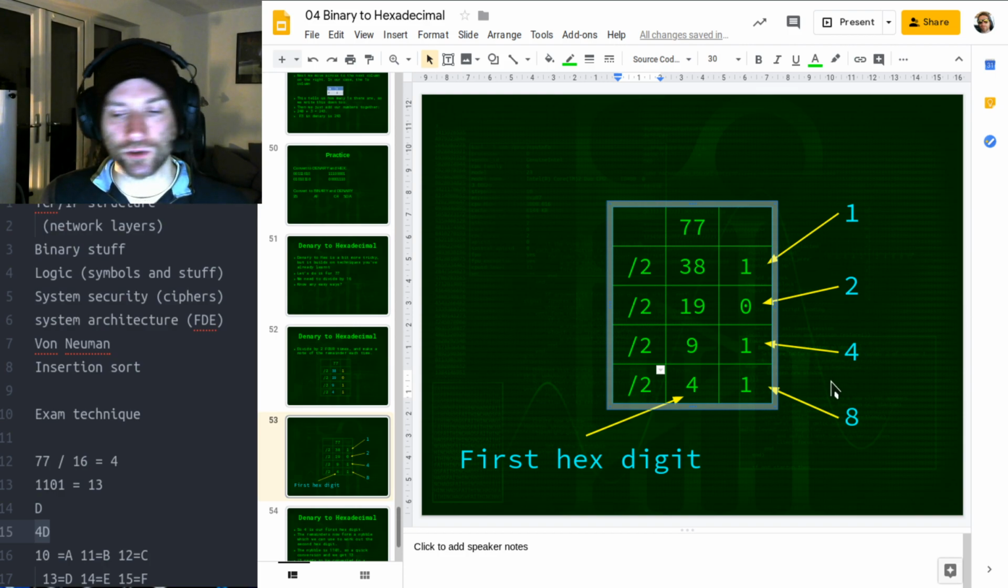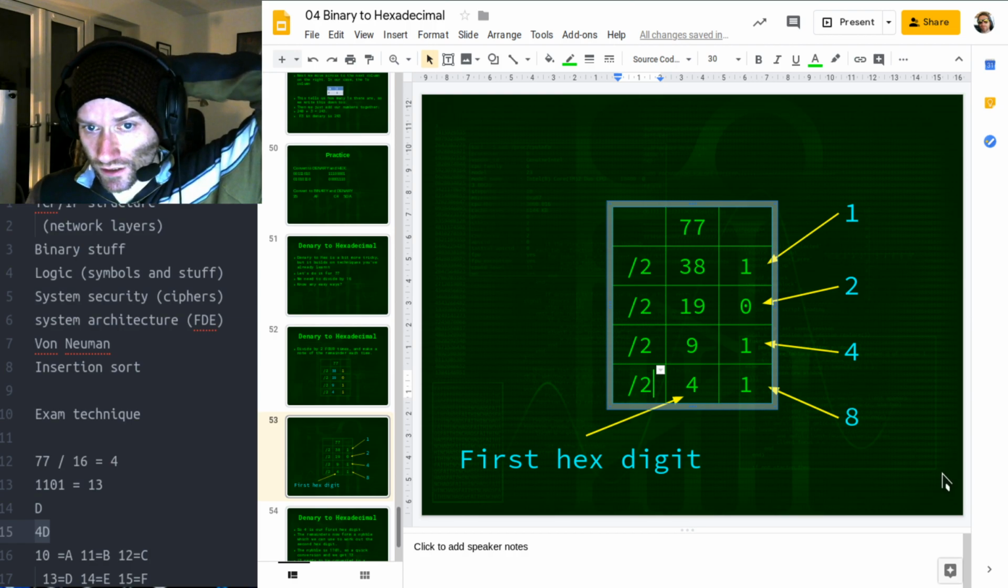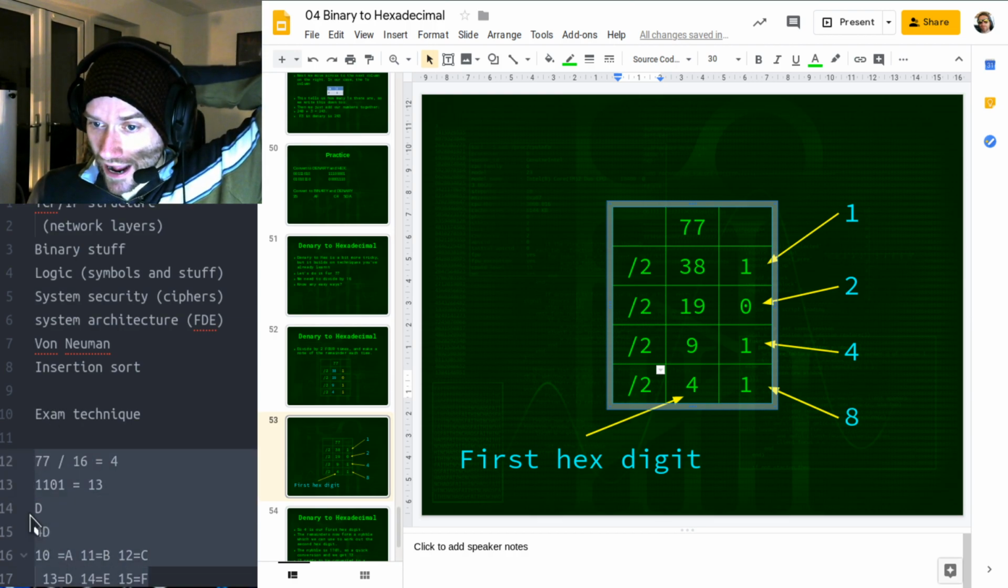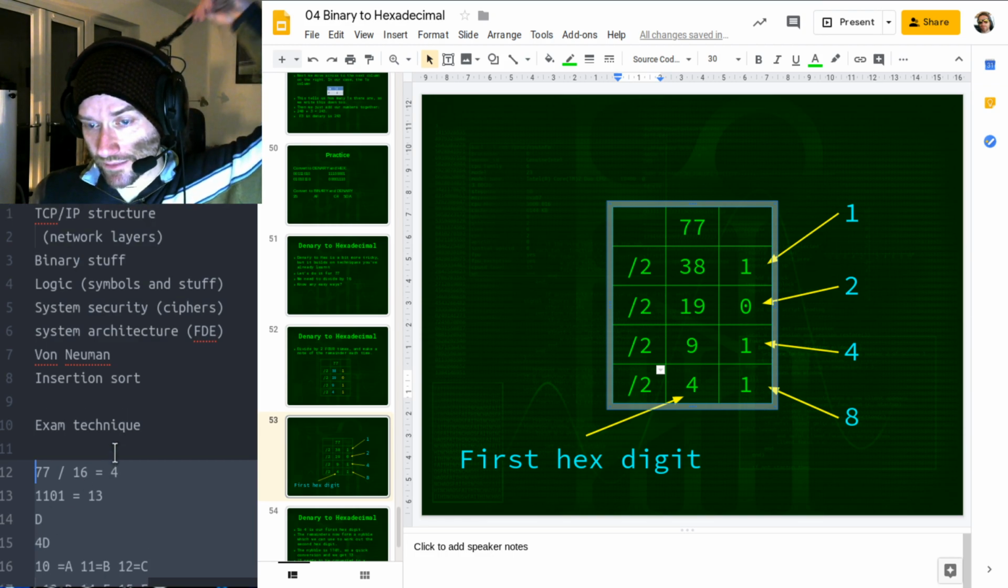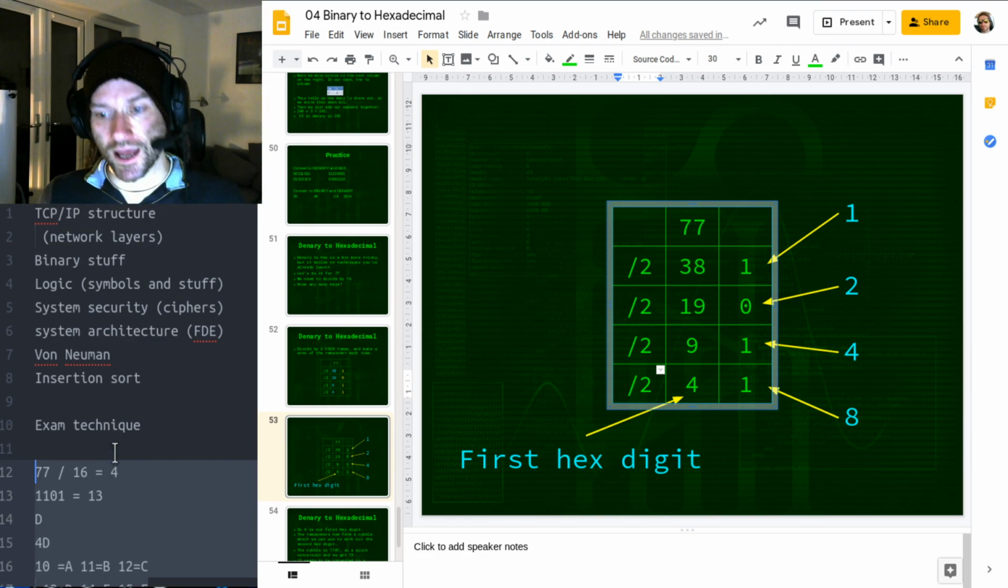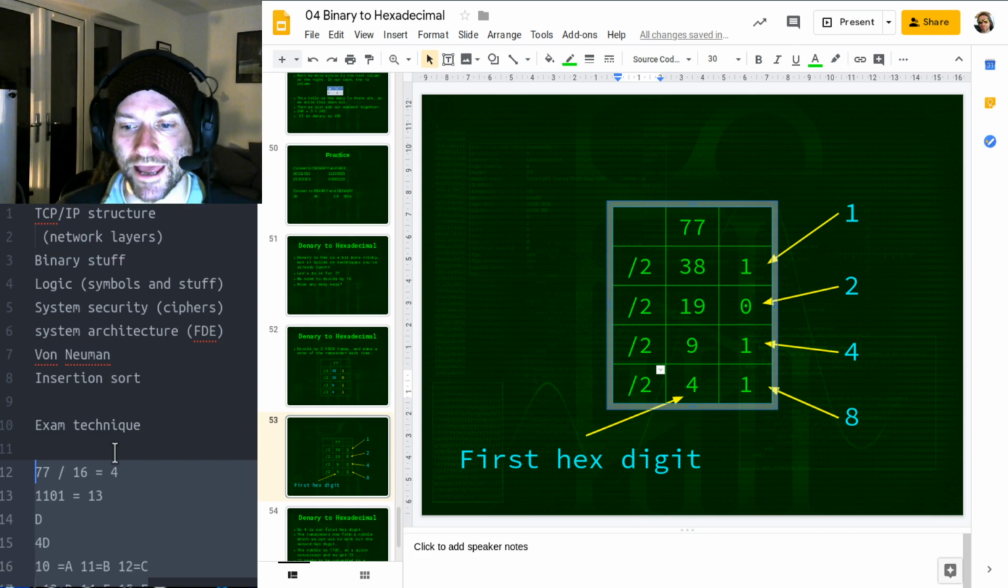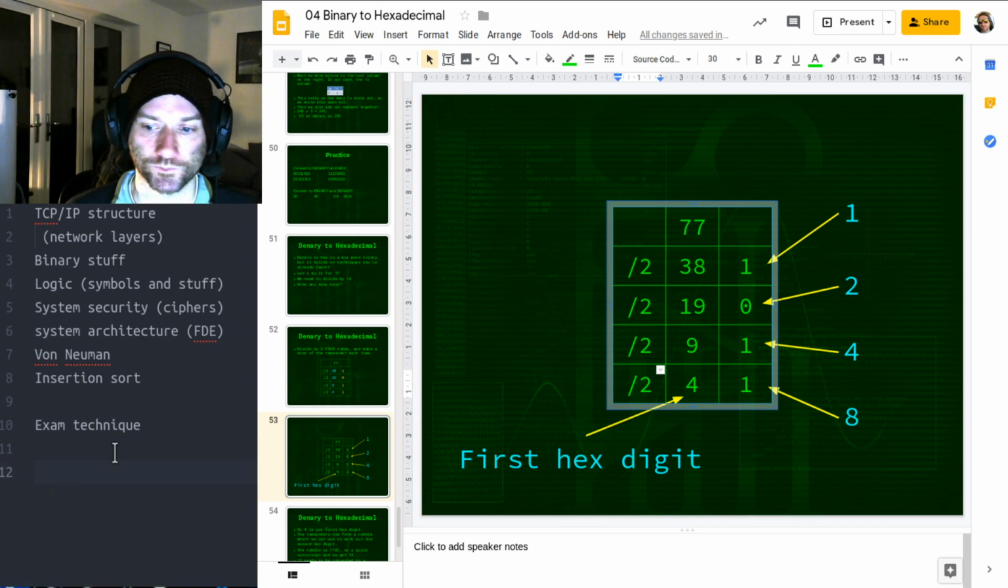And that's pretty much all the binary conversion stuff that we need to do. So how about we do some TCP/IP stuff and some networky networks, and then we'll see where we're at. Sound good?